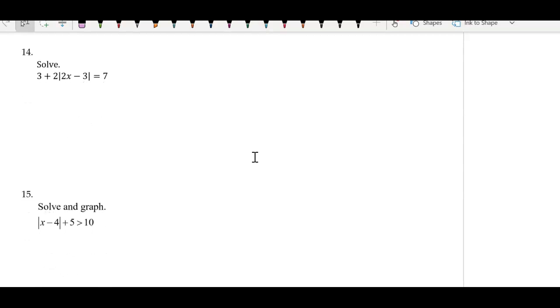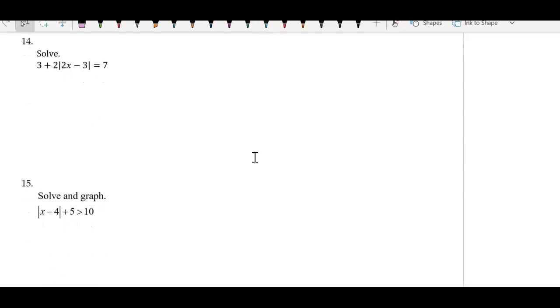Okay, what about absolute value equations, right? Like we talked about last time. So what do we need to do first? We're going to end up writing two different equations, but before we can write those two equations, what do we need to do? First, subtract 3 over. Yeah, we got to get that absolute value part by itself. So you're right. Let's start by subtracting the 3 over. So that will give me 2 times the absolute value of 2x minus 3 is equal to 4.